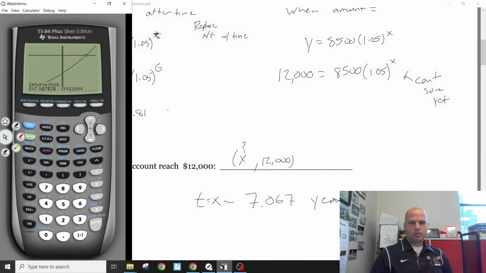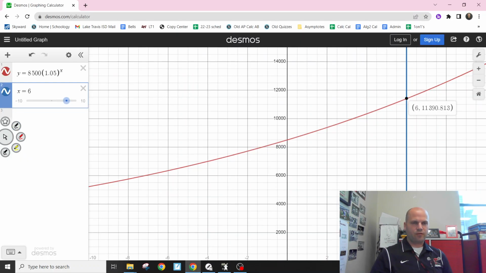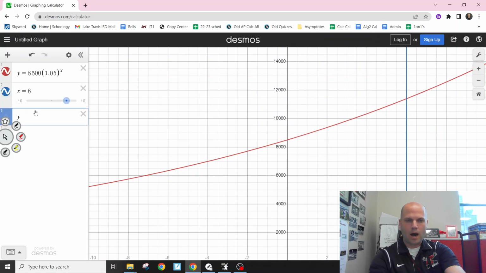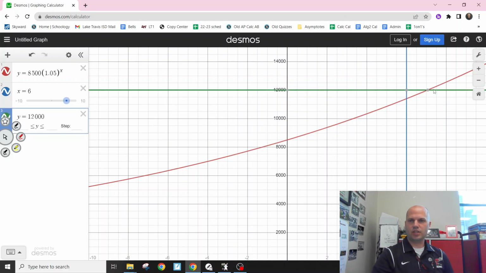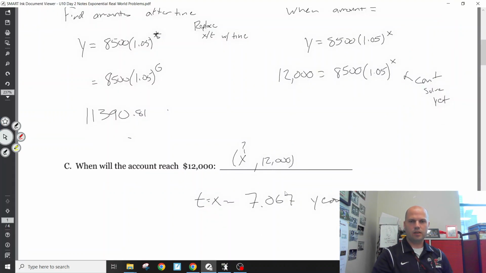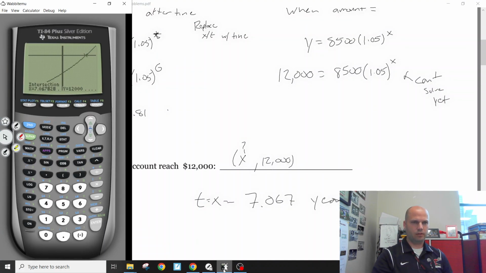In Desmos, which we'll be using for our project, instead of having just an x equals 12,000, instead do when is my y equal to 12,000. And then you can see this intersection right here, 7.068, just like I got the other way. Okay, just rounding 7.068, which is 7.07.